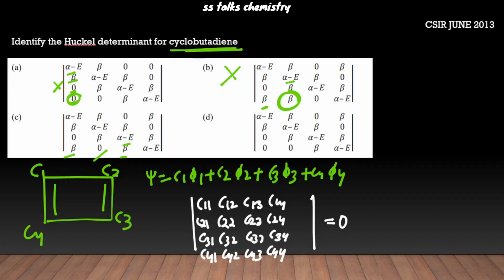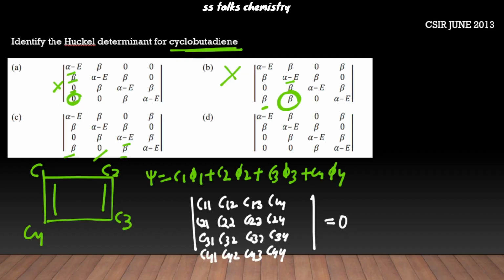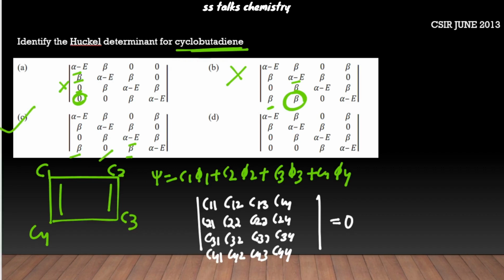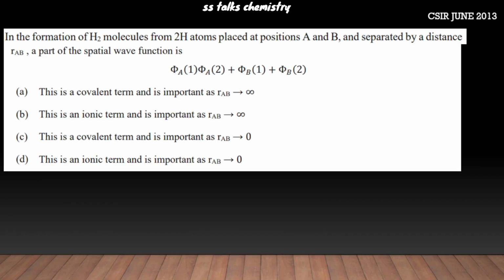And the fourth one is beta 0, beta and the alpha minus E. Option C is the right answer. I hope it's clear how we have done this. Okay, so option C is my right answer. Okay, next, this question now.